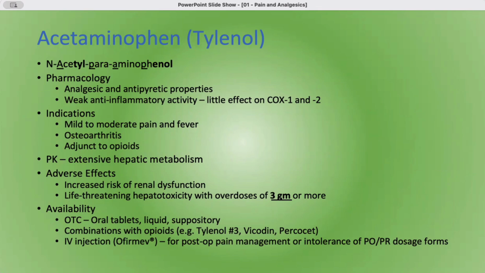And then in terms of its availability, the most common dosage form is the oral tablets, but you can also see liquids. You can give it as a suppository. Again, it's combined with opioids in products such as Vicodin and Tylenol number 3. And then there is an IV formulation that's used in surgical settings for post-op pain management or if patients cannot tolerate oral or PR.